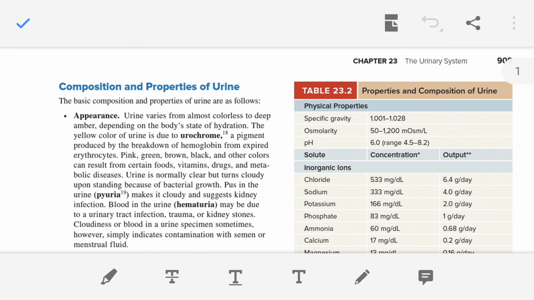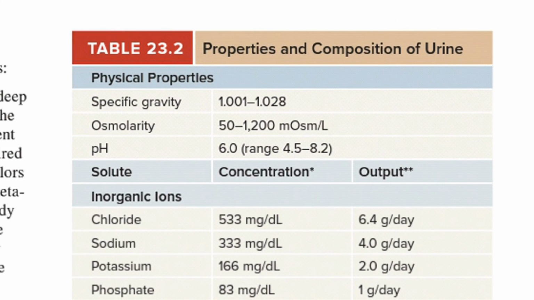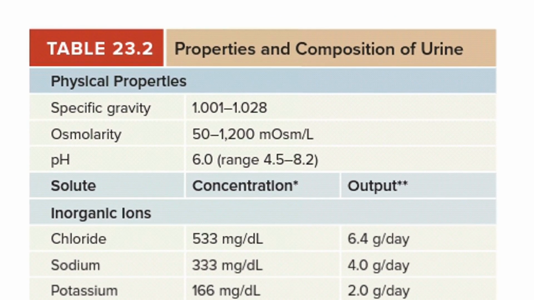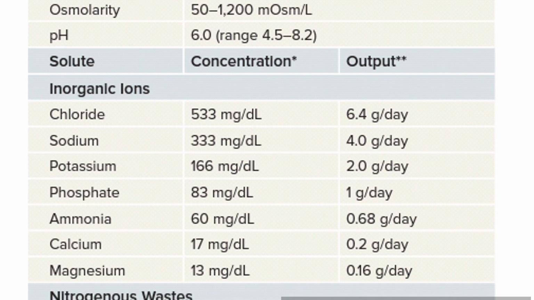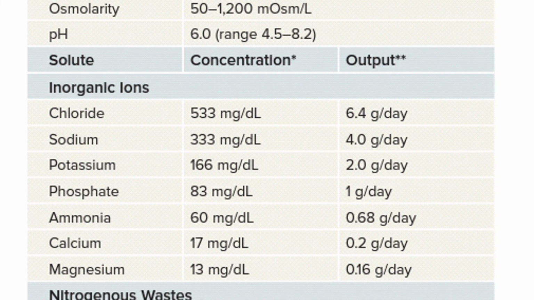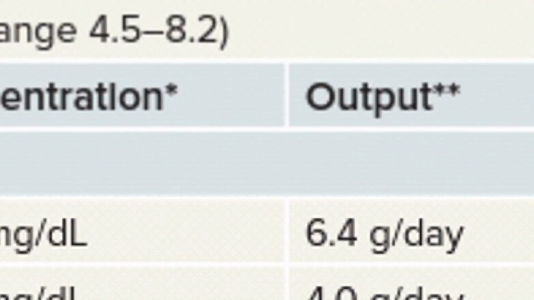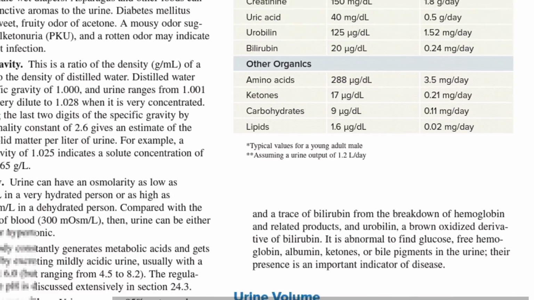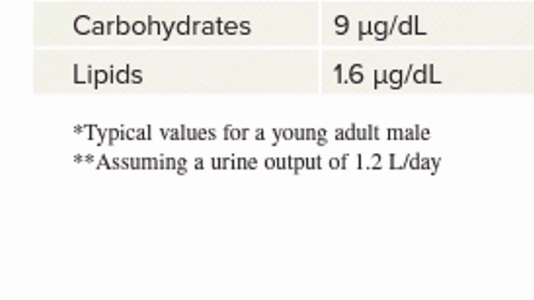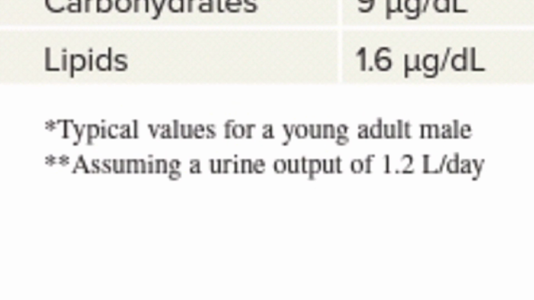You can see this table. Table 23.2, properties and composition of urine. What exactly is urine made up of? For the physical properties, as you can see on the left-hand side, the value for specific gravity is given, then the osmolarity value, the pH value, and then they give us the solute concentration and output. Now here, as you can see, there are one asterisk and two asterisk marks. What is the meaning of these asterisks? Here you can see the typical value for a young adult male, and the two asterisks mean assuming a urine output of 1.2 liters per day.